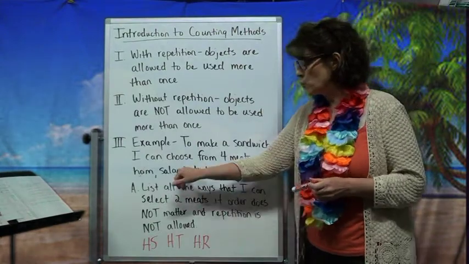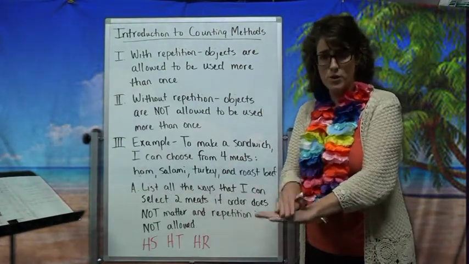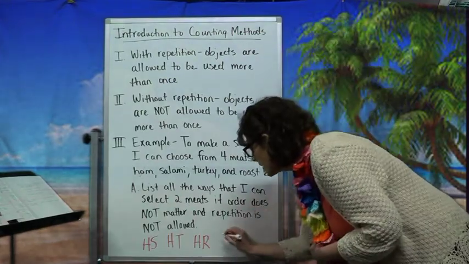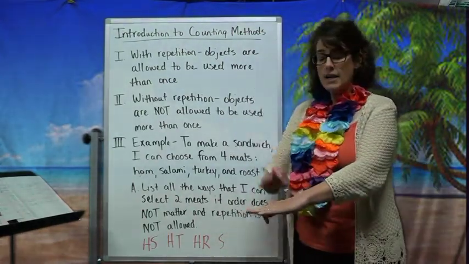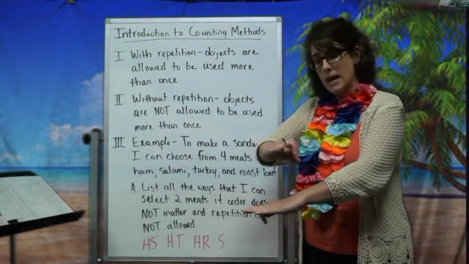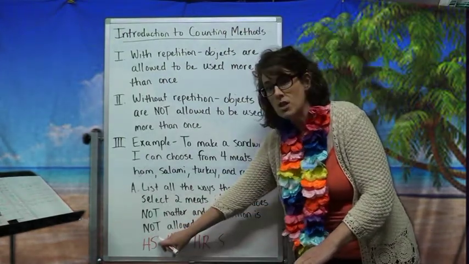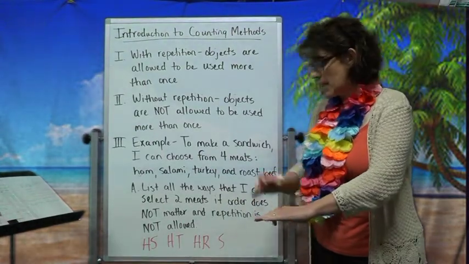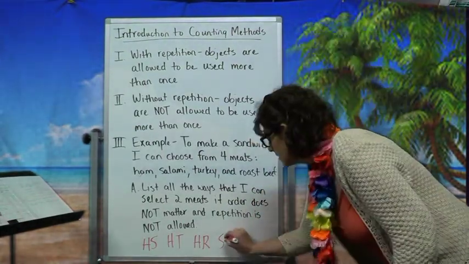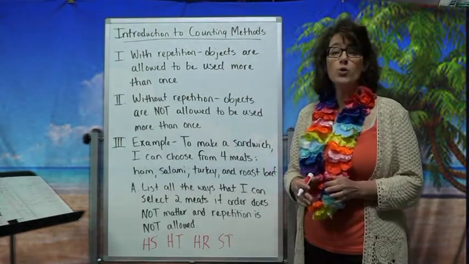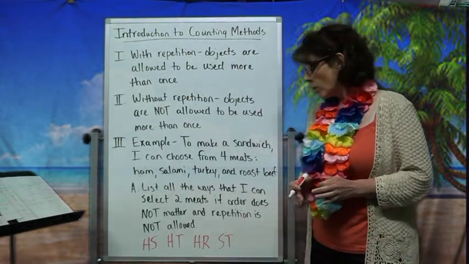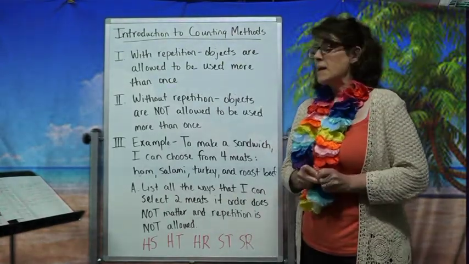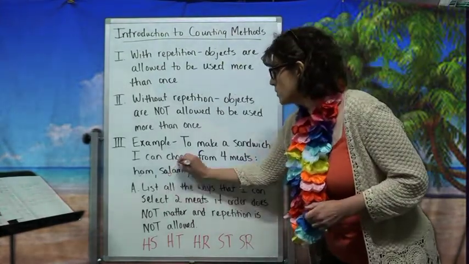Now I'm going to move on to, what if I select salami to be my first meat there on the bottom? Now if I select salami to be my first meat on the bottom, I can choose ham next, but remember, ham salami is the same thing as salami ham. So I'm not even going to consider that one. But I can choose salami and then I can choose turkey next. That's a whole new sandwich to me. Or I can choose salami and I can choose roast beef. That exhausts all my options with salami.